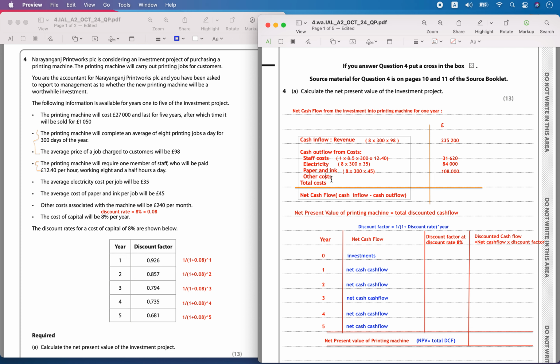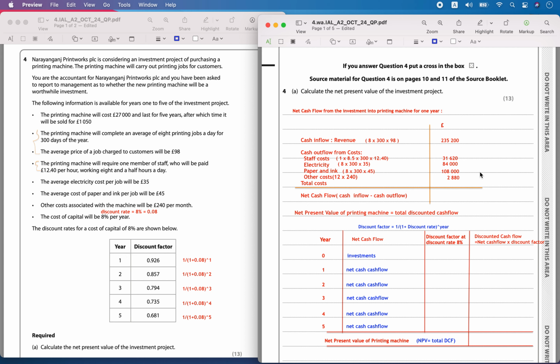Then you have other costs, that is 240 per month. There are 12 months, and the charge is 240. So 12 times 240 is equal to 2,880. Now these are the other costs.